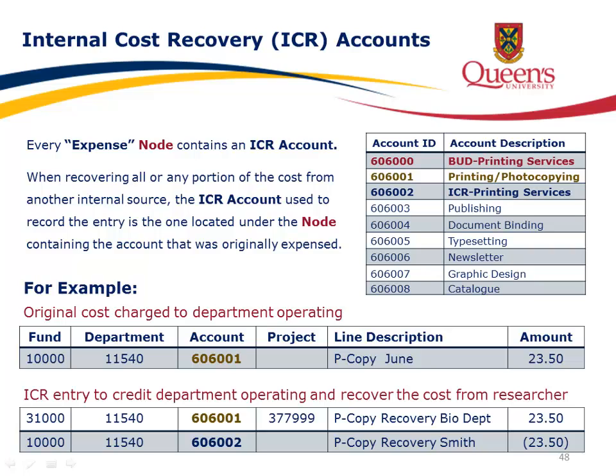For example, if the Departmental Operating Fund pays for the original cost of photocopying on account 606001 and the cost is to be recovered from a research project, the entry to record the recovery is a debit to the research project using the same account 606001 and a credit to the Departmental Operating Fund using an ICR account identified under the 606 expense node. By looking through this list of accounts, we see that the ICR account is 606002.